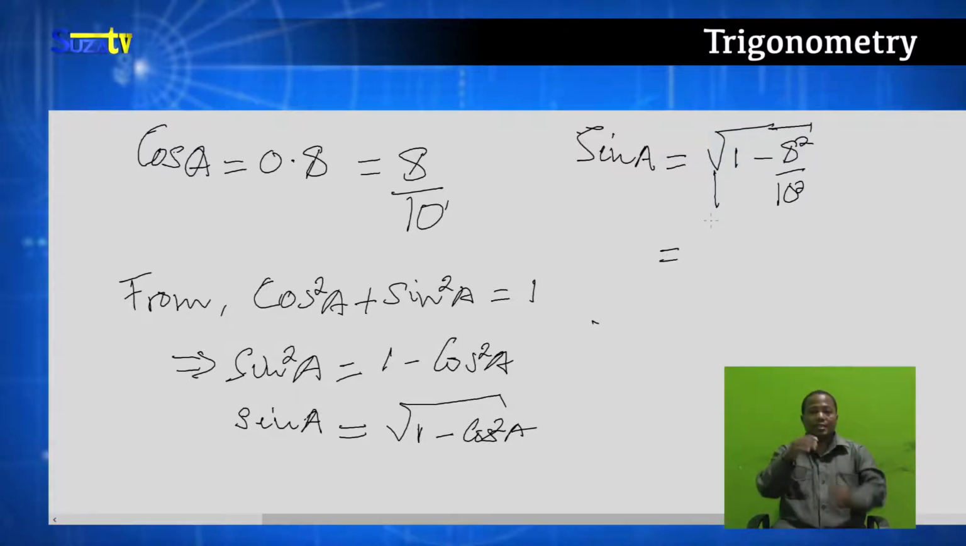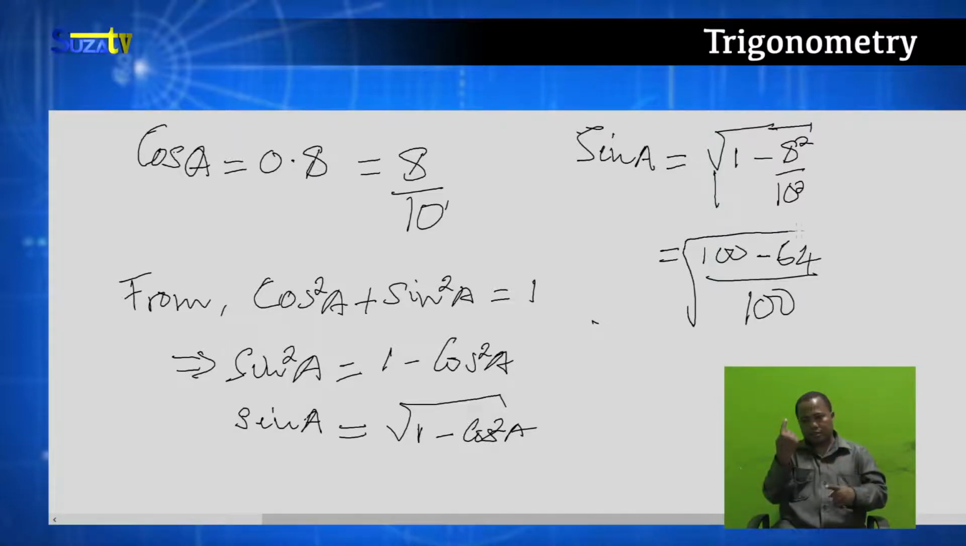So this is the same as 100, as we know 10 squared means 10 times 10, so it is 100, and minus 8 squared, which is 64, the whole thing over 100. If you find the LCM inside the root, we have to put 1 over 1 here. So the LCM between 10 squared, which is 100, and 1 is 100. So finally we have 100 minus 64 over 100.